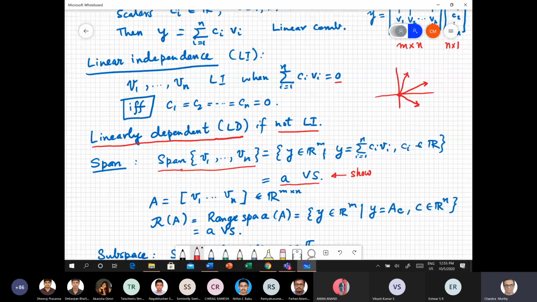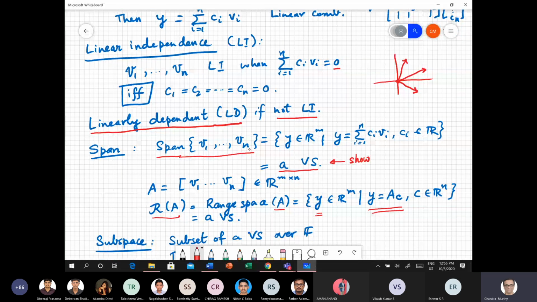A related object is the range space of a matrix A, which is the set of all y's which can be written as linear combinations of the columns of A. So y can be written as A times c for some c in R to the n. This is also a vector space. So essentially, the span of v1 to vn is the same as the range space of a matrix whose columns are v1 to vn. And the range space of a matrix is the same as the span of its columns.